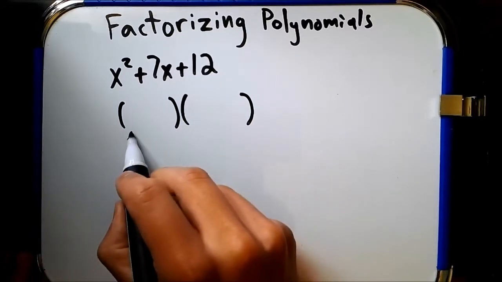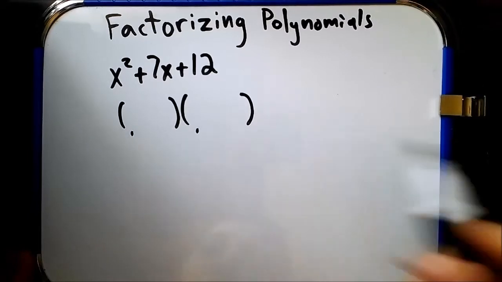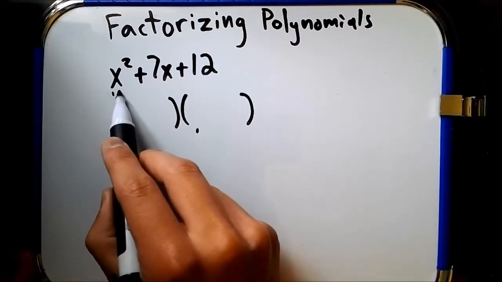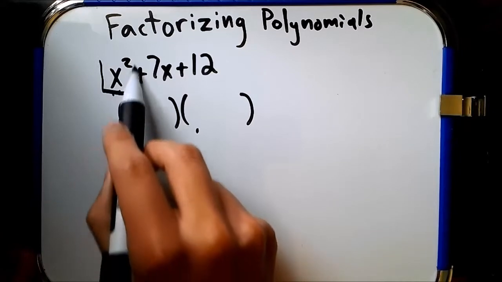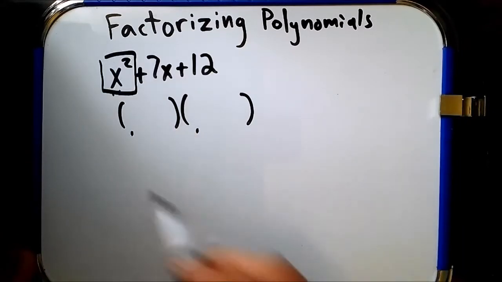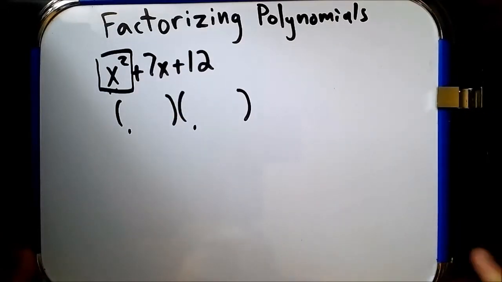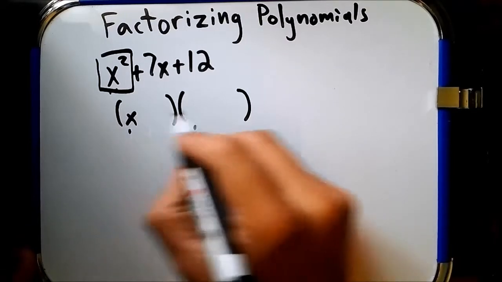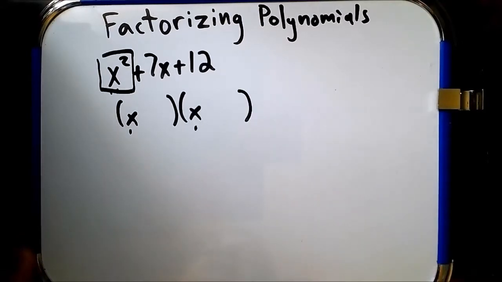The first terms multiply to equal this term right here. So what multiplies to equal x squared? That would just be x times x. So we'll write that there.